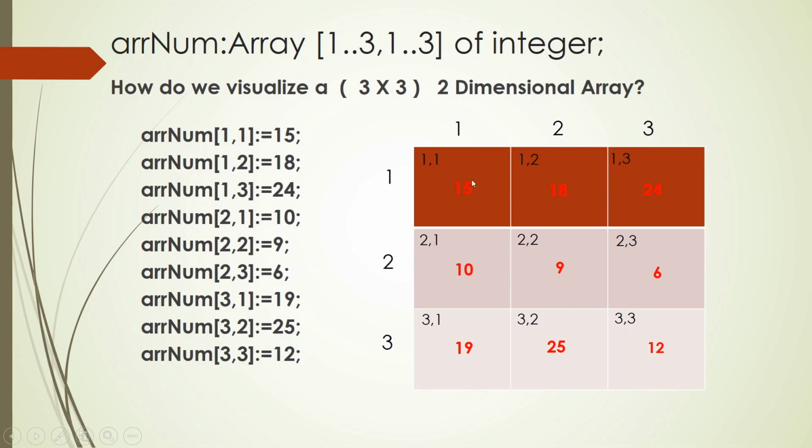So the array is now populated with values, and the first way of populating an array with values is where I can physically assign values to each cell of the array. And remember, each cell has a cell index starting with the row followed by the column.